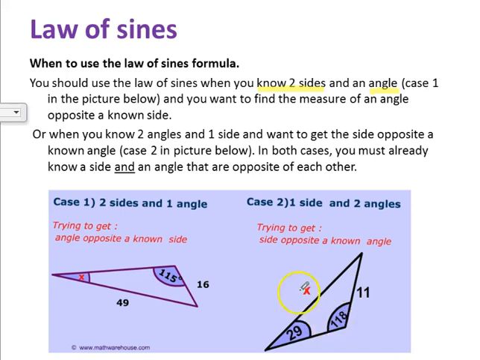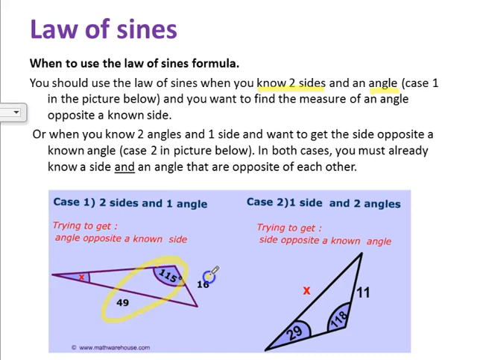And you're trying to get the side opposite of one of your known angles. Then the other option is when you're trying to find an angle opposite of one of your known sides. So you've got to have a set of knowns that are opposite of each other, like an angle and then an opposite side of that angle that both are labeled.